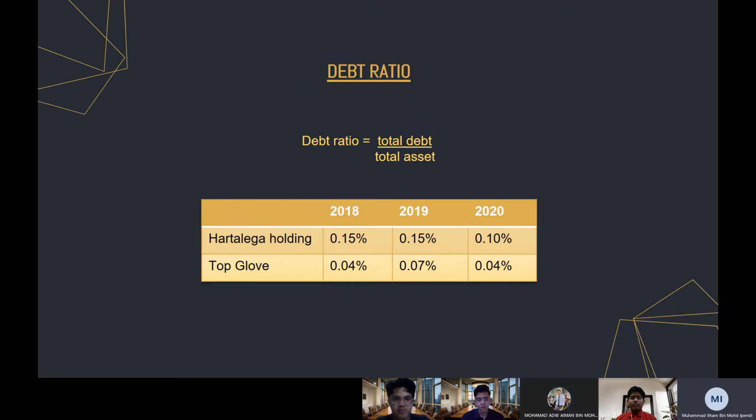Okay, for Top Glove, their debt ratio in 2018 and 2020 was 0.04%, while in 2019 it is 0.07%. Based on the information given, this company has a risky chance because the debt ratio is below 50%. So that's all about the ratio.